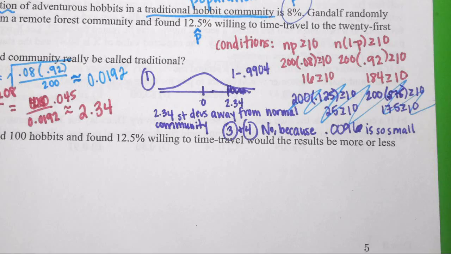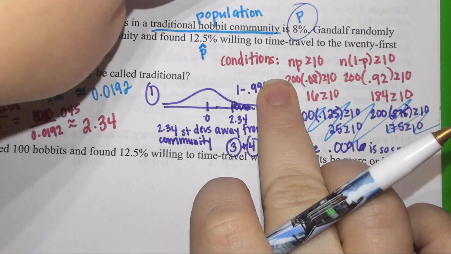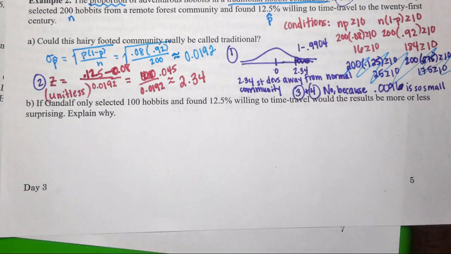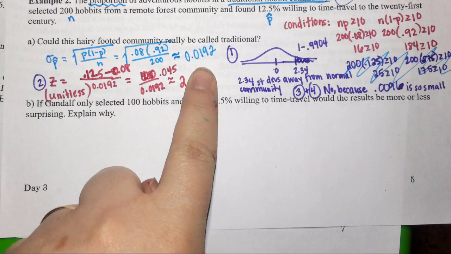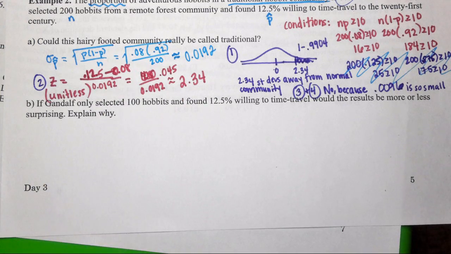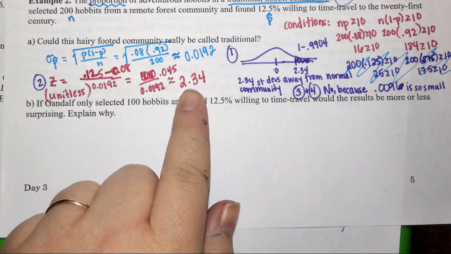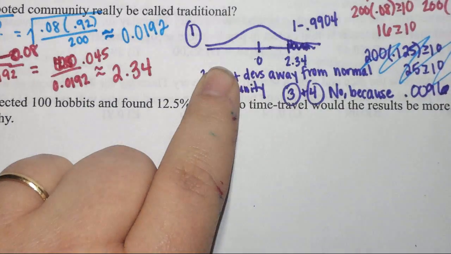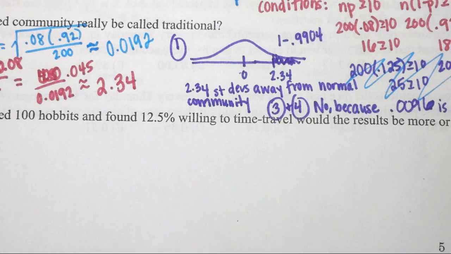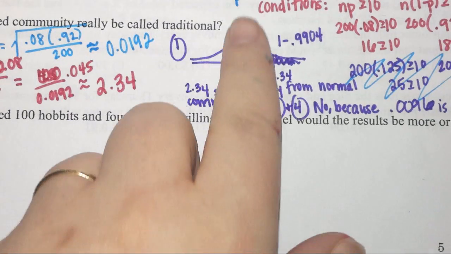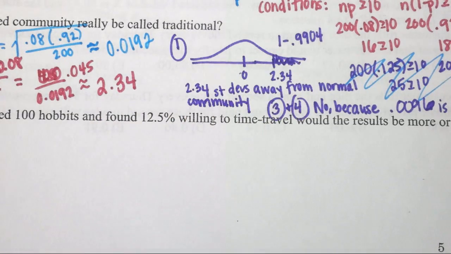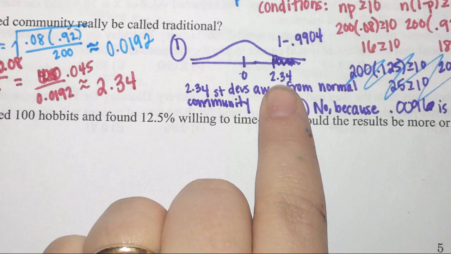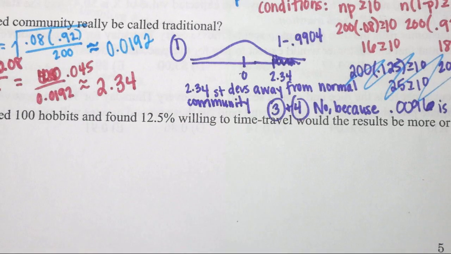Okay, so anyway, we did a problem where we checked the conditions. We calculated the standard deviation. And then we took that and went to a z-score. I always like to draw myself a picture of a normal curve, 0 being my mean, and 2.34 is what we found as how many standard deviations we are from that mean.